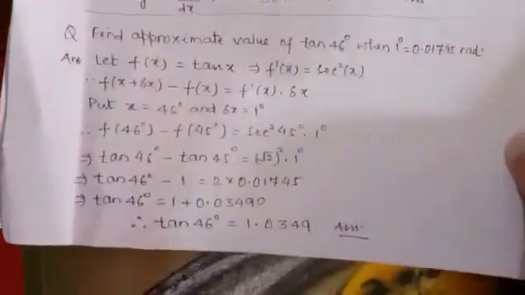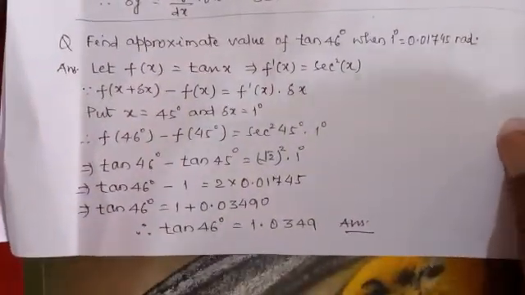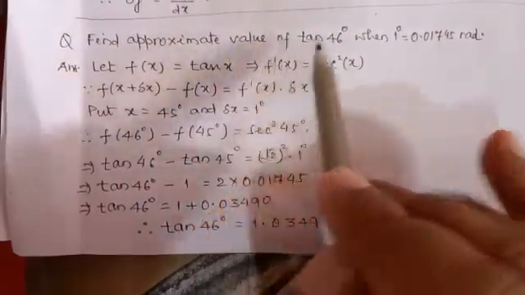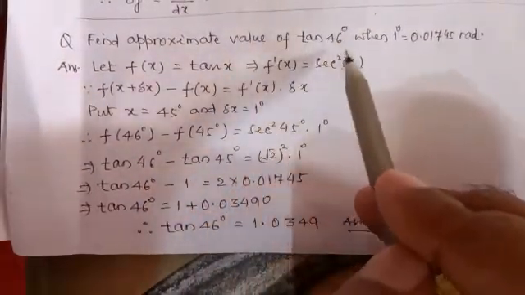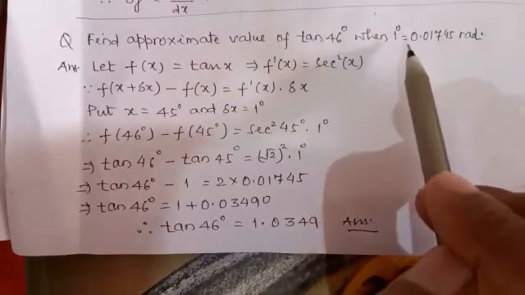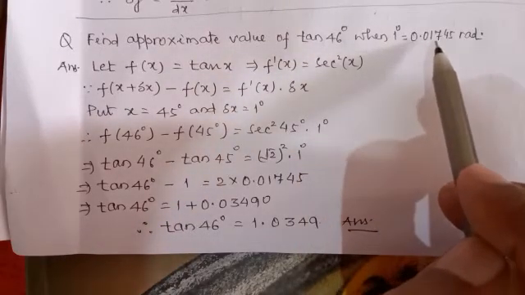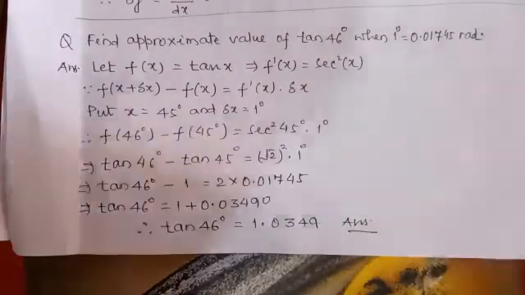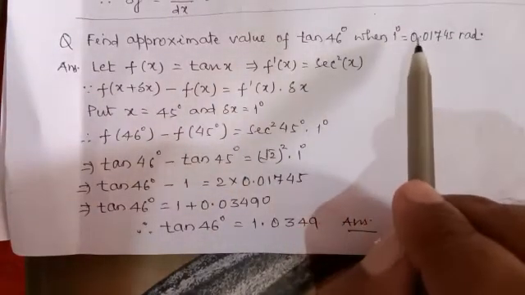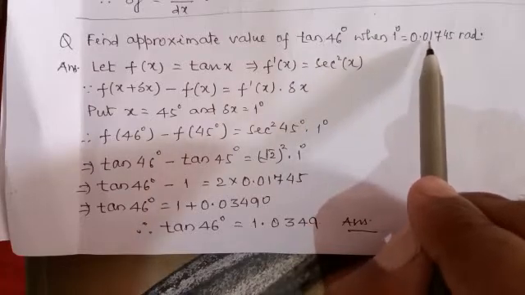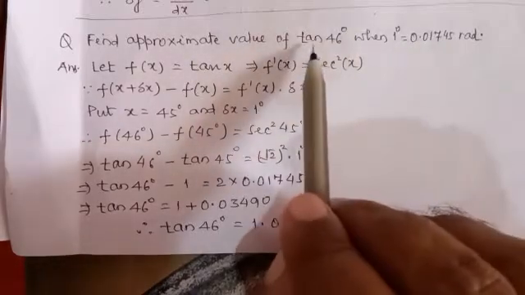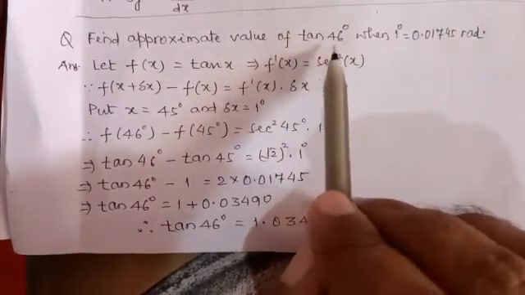Find the approximate value of tan 46 degree when 1 degree is given as 0.01745 radian. 1 degree is equal to 0.01745 radian. See, this is the formula, this is a problem from tangent.